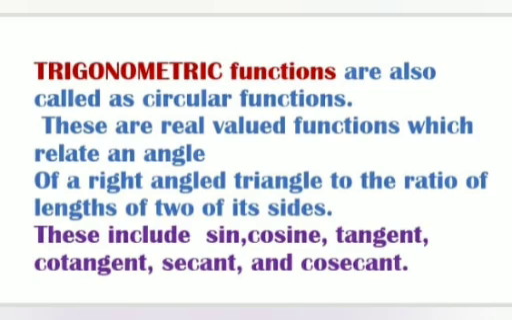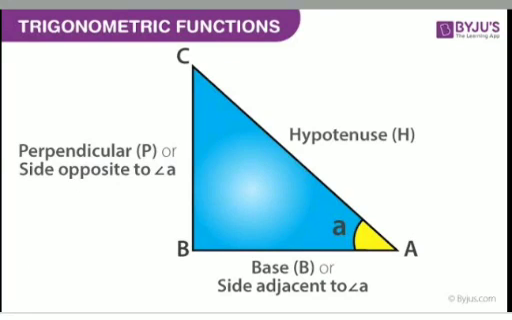Now let us take a right angled triangle ABC, right angled at B. As we know, the longest side of a right angled triangle is called hypotenuse. Here we take the acute angle A, then the side adjacent to the angle A is called base, and the side opposite to angle A is called perpendicular.